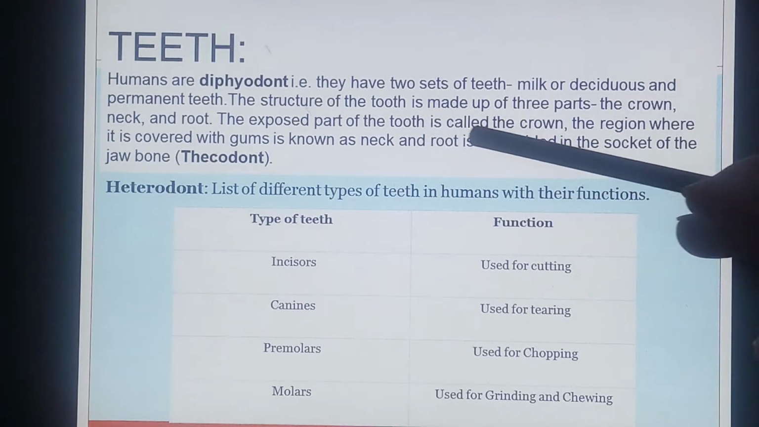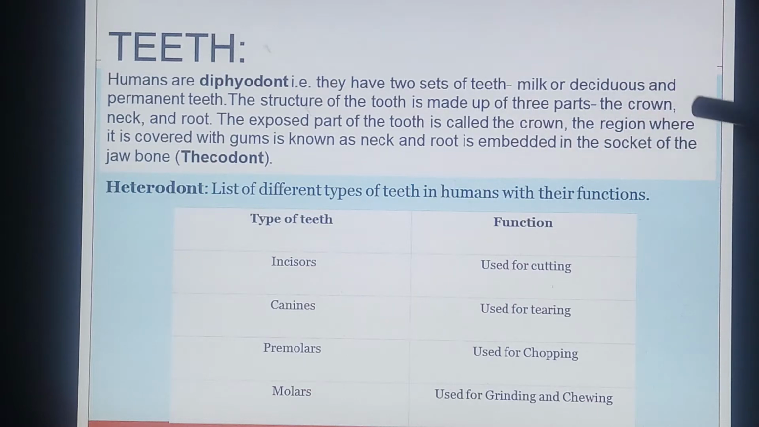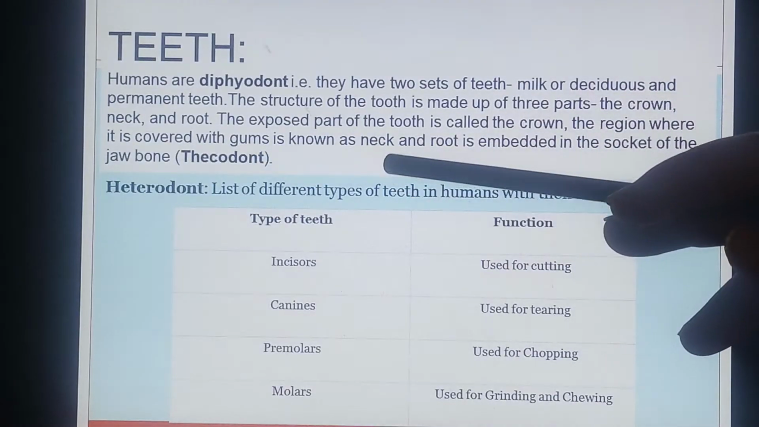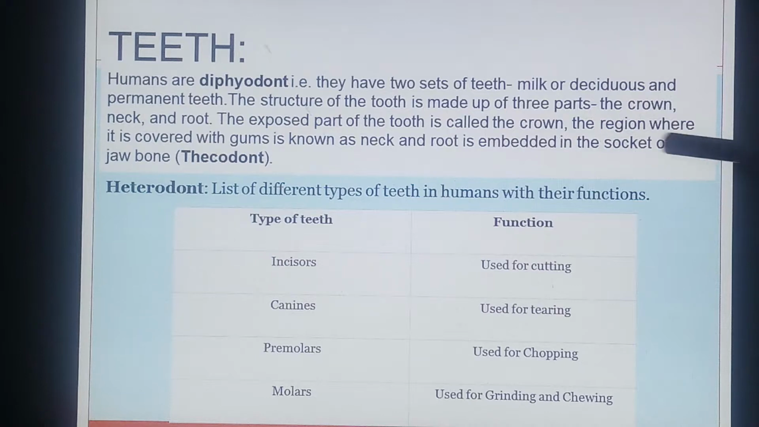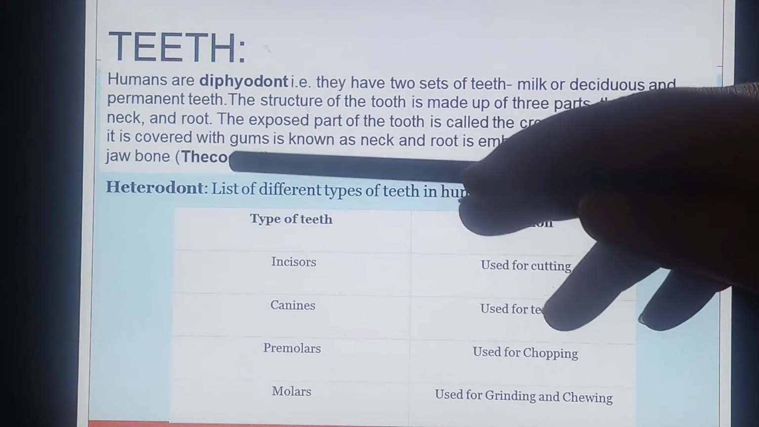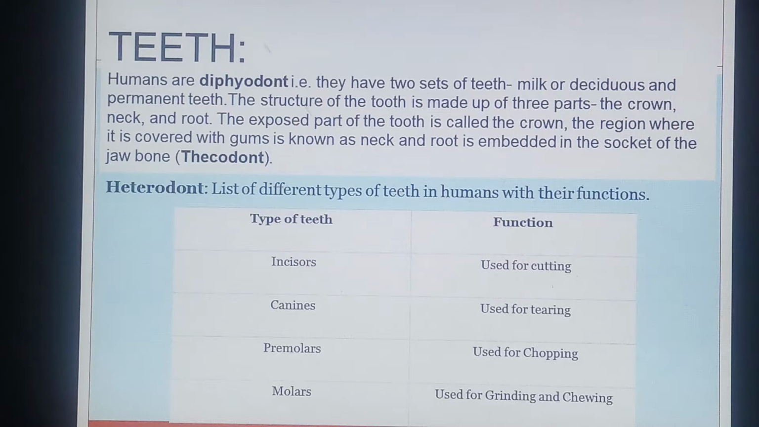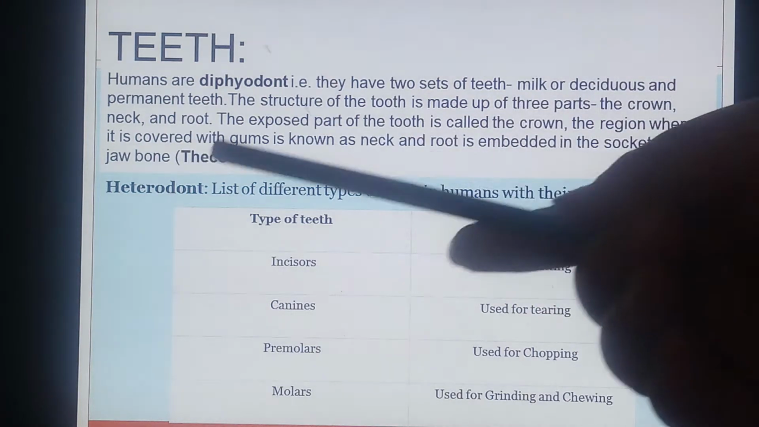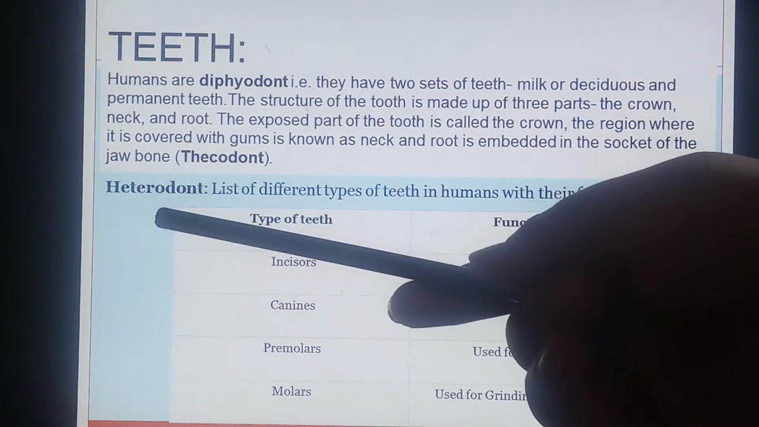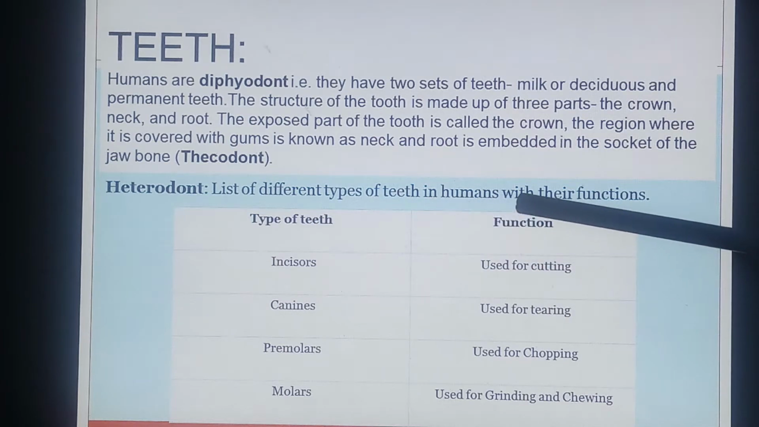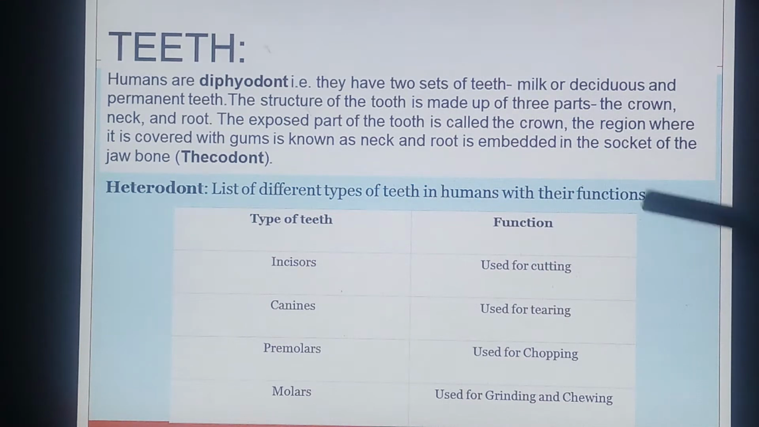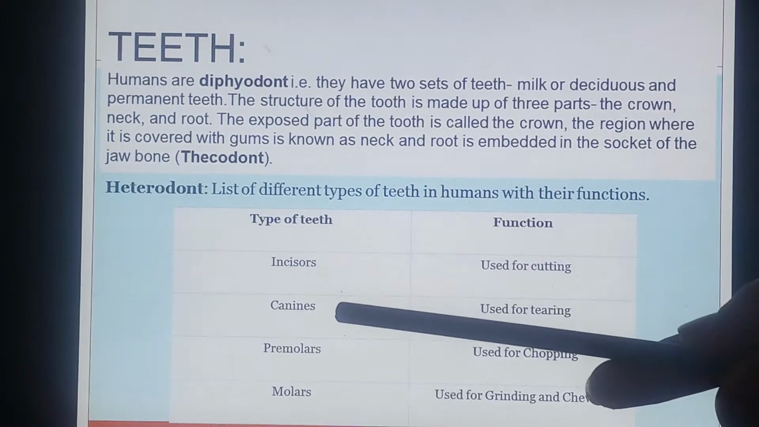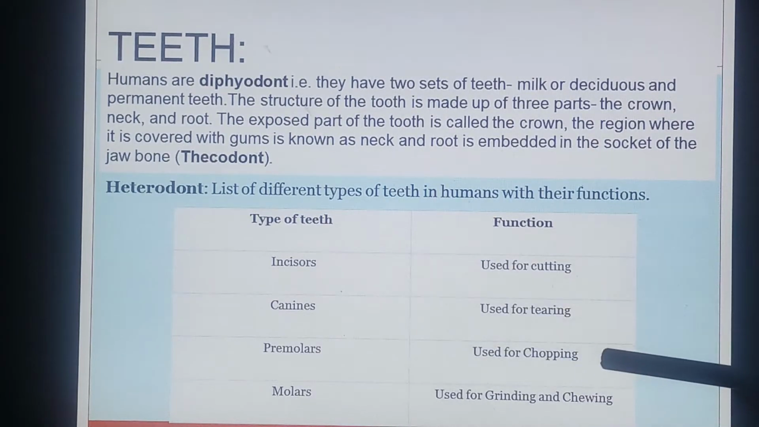The exposed part of the tooth is called the crown. The region covered by the gums is the neck, and the root is embedded in the socket of the jaw bone. Now there is another term, thecodont. Thecodont means that the teeth are embedded in the socket of the jaw bone. The third important term is heterodont. Heterodont means different types of teeth in humans with their functions, like incisors for cutting, canines for tearing, premolars for chopping and molars for grinding and chewing.